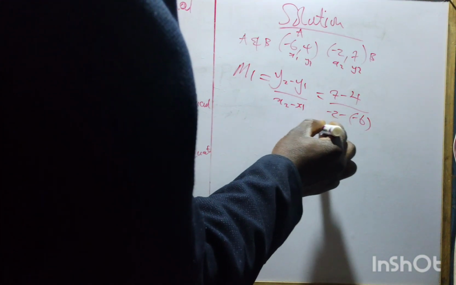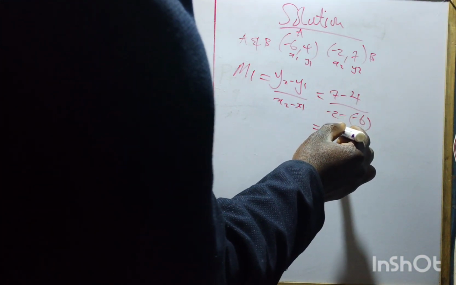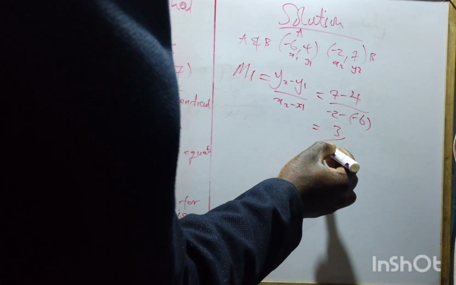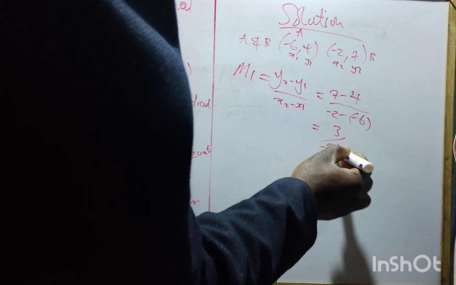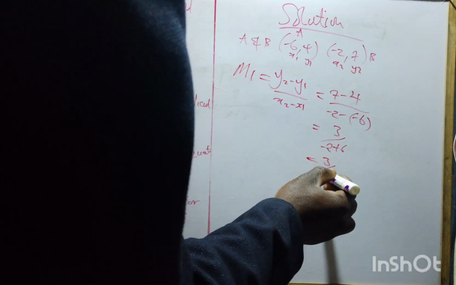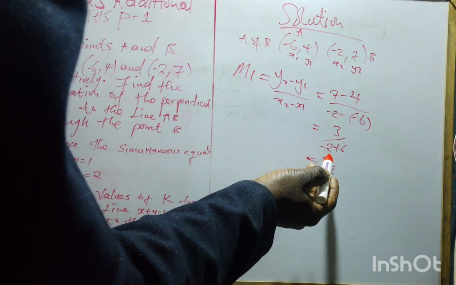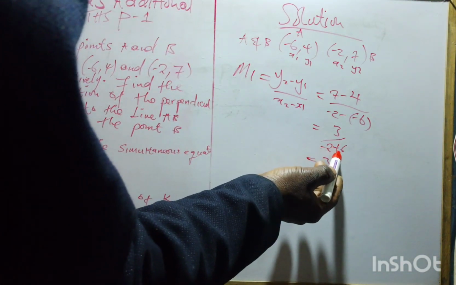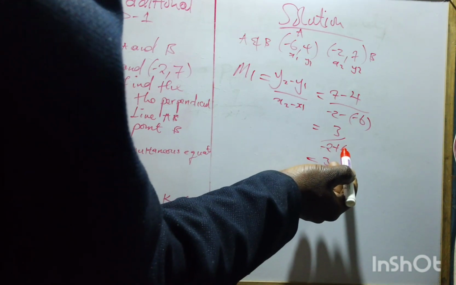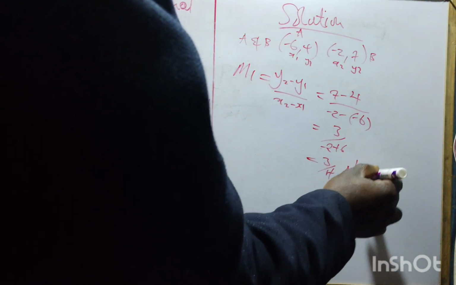We are going to have 7 minus 4, which is 3, over negative times negative, which is positive, so we have -2 plus 6, and the final answer is 3 over 4. Here we have subtracted because we have negative here and positive here, and we follow the sign of the bigger number, which is 6. So this is the normal gradient, 3 over 4.